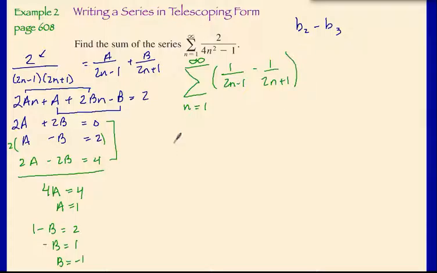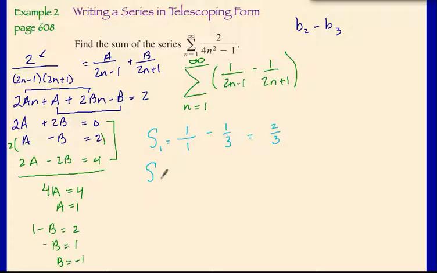Now it is a telescoping series, so exciting. Now because we know that this is a telescoping series, we can do certain things with it. Let's find some partial sums first of all. S sub 1 is going to be 1 over 2 times 1 minus 1, which is 1, minus 1 over 2 times 1 plus 1, which is 1/3. So that's our first partial sum, 1 minus 1/3, which is 2/3.